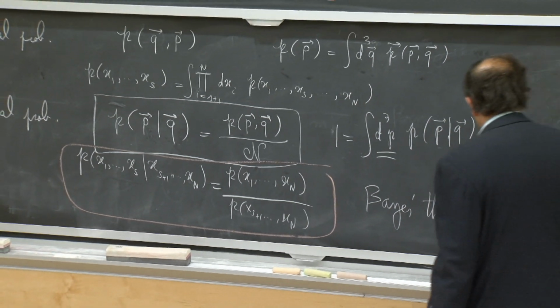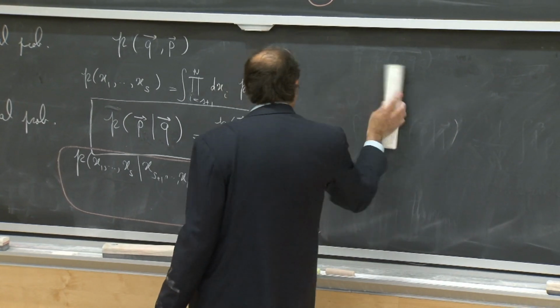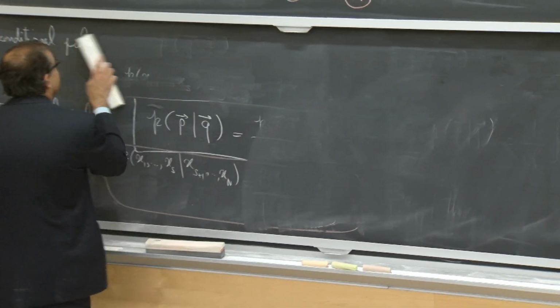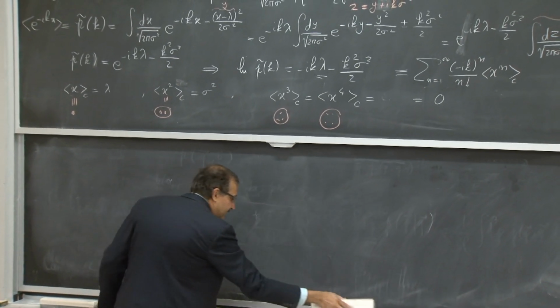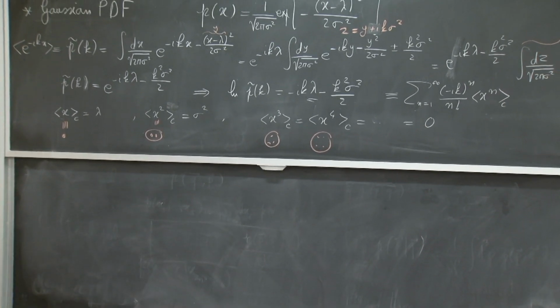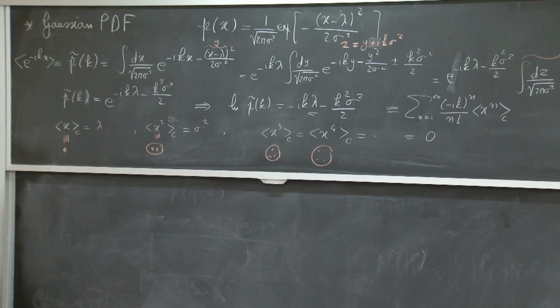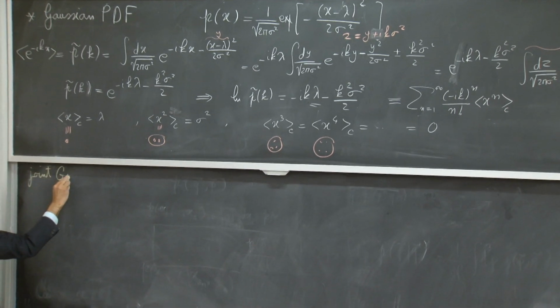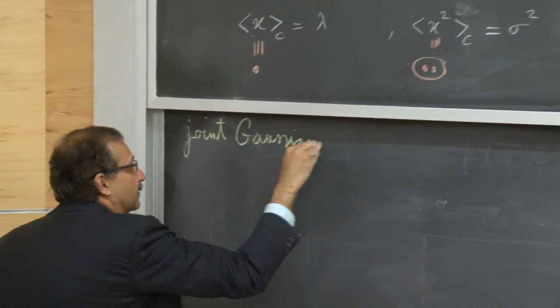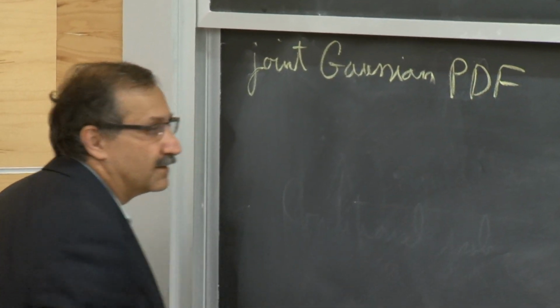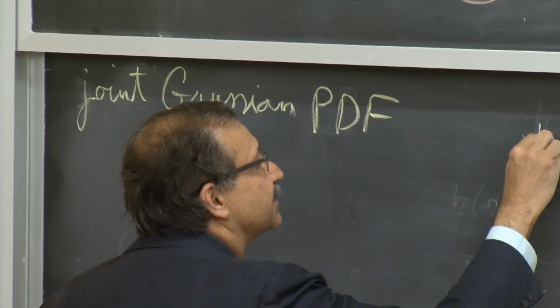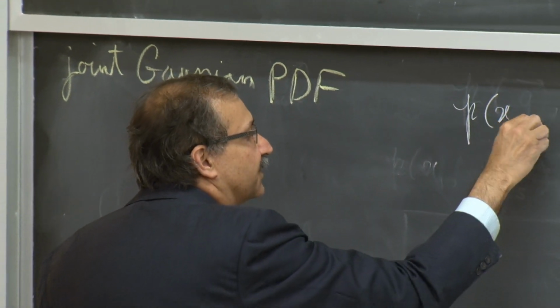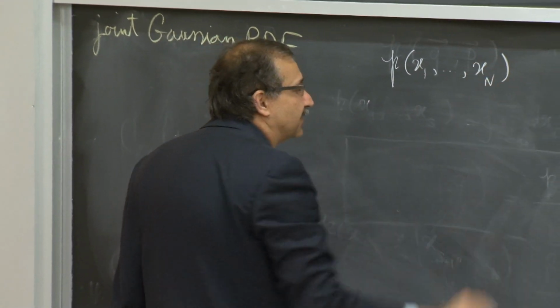I'm going to erase this last board to be underneath that top board in looking at the joint Gaussian distribution. So that was the Gaussian, and we want to look at the joint Gaussian. So we want to generalize the formula that we have over there for one variable to multiple variables.